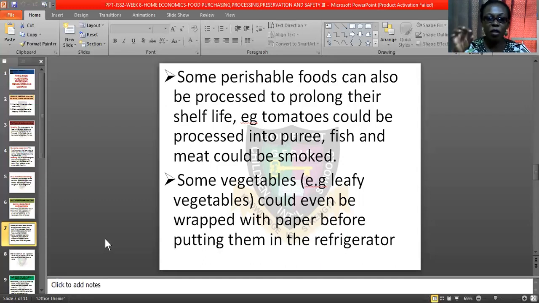Now, some vegetables like leafy vegetables could even be wrapped with paper before putting them in the refrigerator. That's another way of preserving leafy vegetables like ugu, like tete, our ewedu. You wrap it in paper, put it in a nylon, tie it before you put it in the refrigerator. Nothing will happen to it as long as that refrigerator is on and keeps giving it the normal temperature that it needs. Do you understand? All right, let us look at the remaining one.